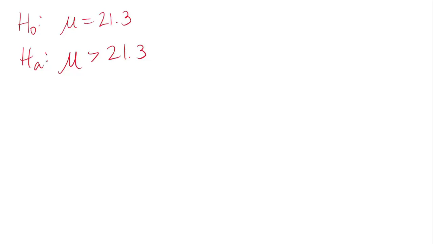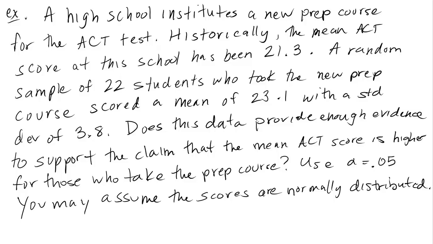In essence, this claim is that the prep course really has no effect, that the average is still the same as the historical average. The value of alpha is 0.05. I know I've used that twice now. That is the most common value of alpha. Step 3 is to identify the evidence.